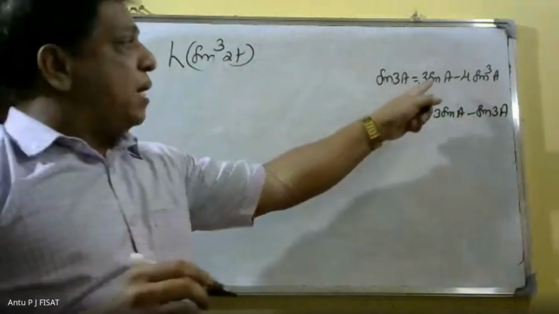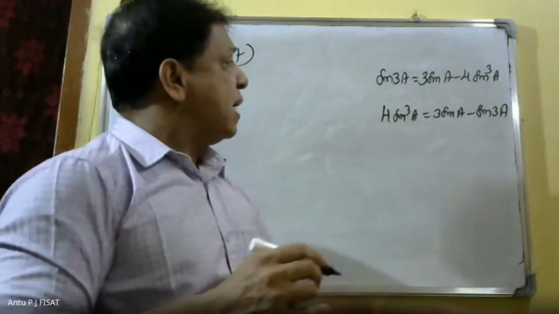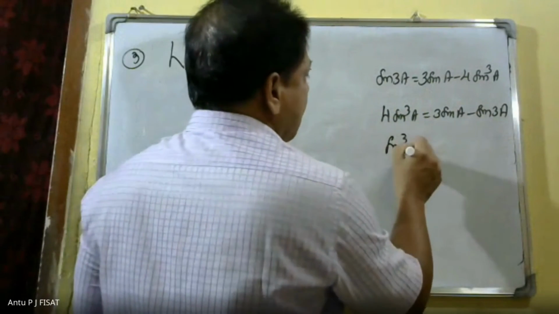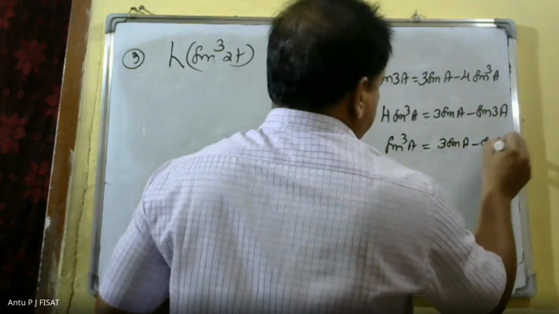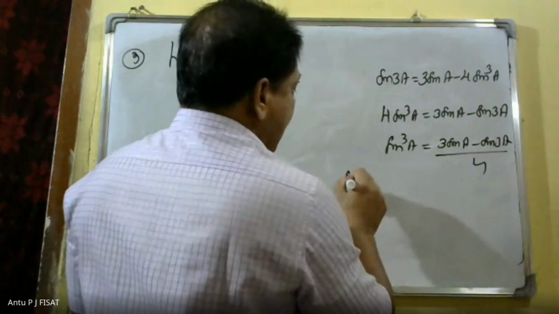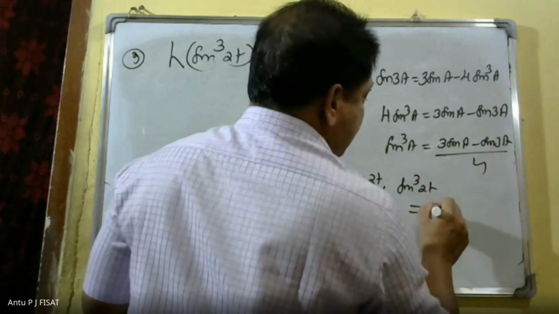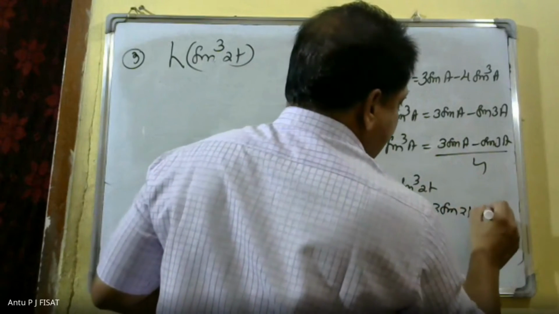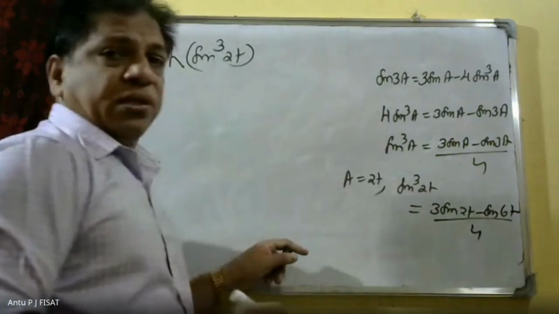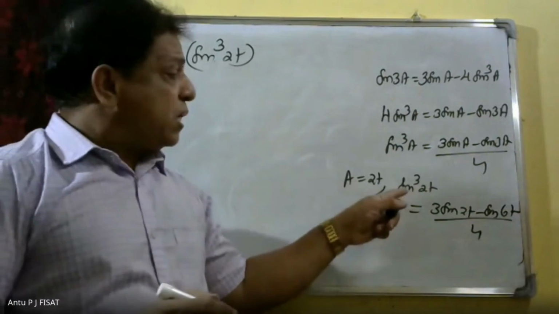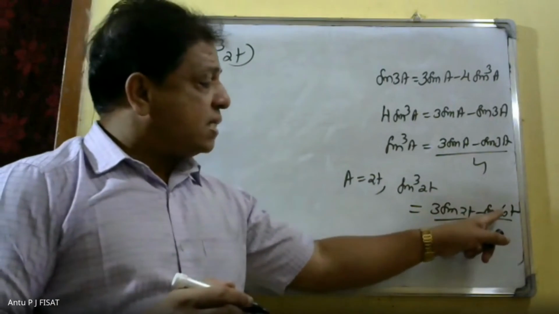Sin 3a is equal to 3 sin a minus 4 sin cubed a. Therefore, 4 sin cubed a is equal to 3 sin a minus sin 3a. Therefore, sin cubed a is equal to (3 sin a minus sin 3a) by 4. Take a equal to 2t. Therefore, sin cubed 2t is equal to (3 sin 2t minus sin 3 into 2t, that is sin 6t) divided by 4.